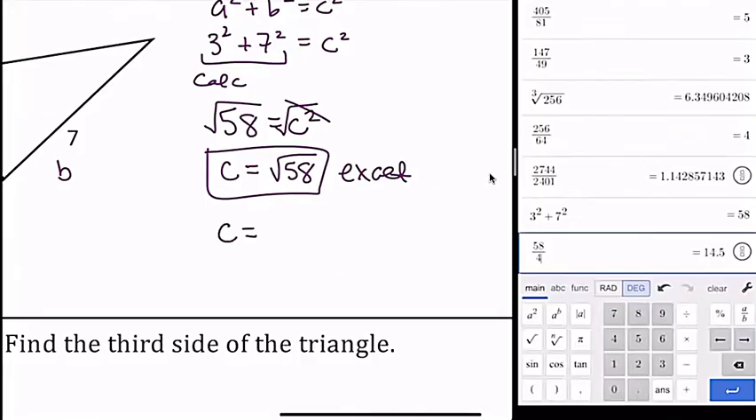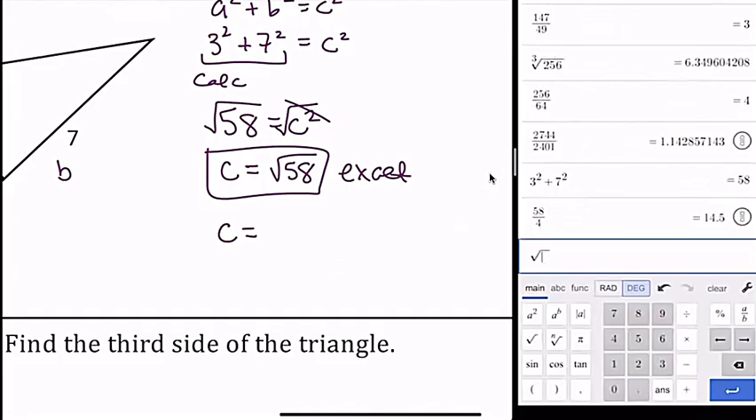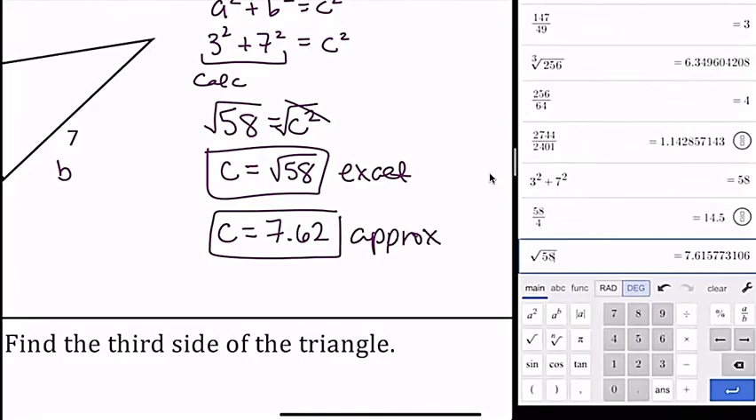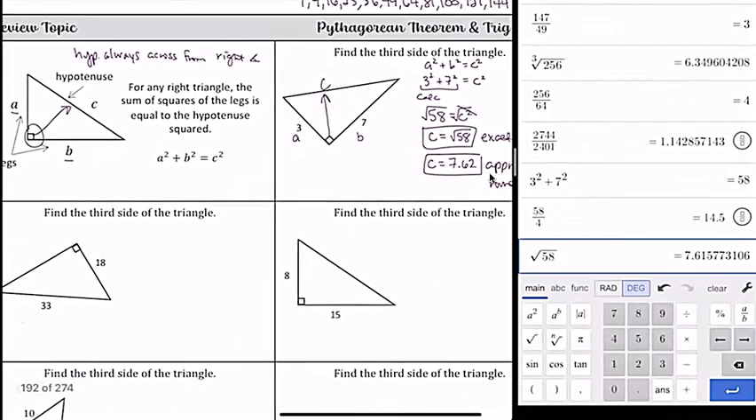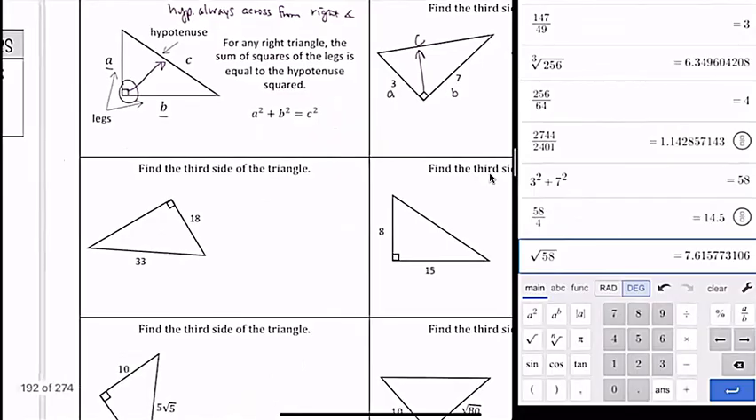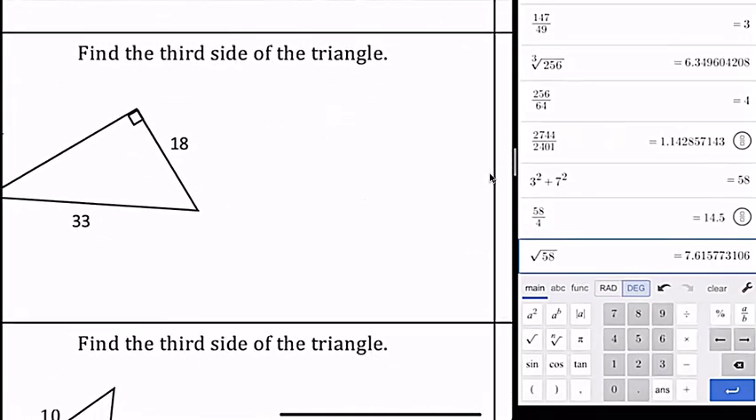And then for the approximate, we'll just type into the calculator the square root of 58, and then just round. We got 7.615773106. I'm just going to round to the hundredths place, so 7.62. And that's how you do it. Hopefully this feels like a review from geometry. Let's try one more together, and then you can try the other ones.